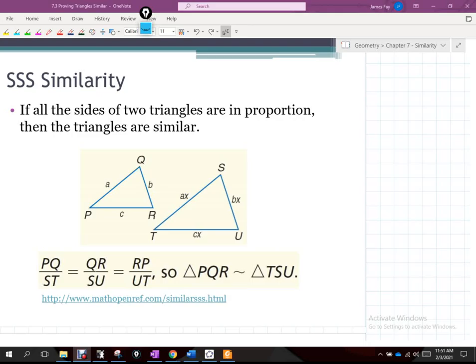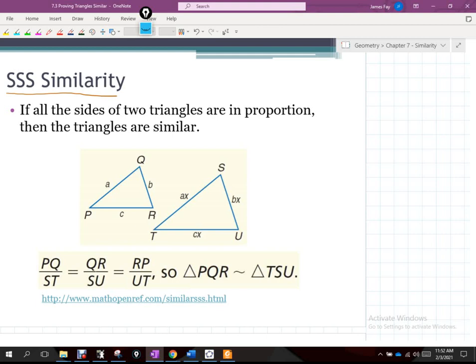The final portion of 7.3 talks about side-side-side similarity. That's going to allow us to determine whether two shapes are similar, but now we don't have to worry about any angles. Okay, we've had angle-angle, where we had to know two angles congruent to two angles. We had side-angle-side, where we had to have an included angle congruent to an included angle. But now with side similarity, we don't need to know anything about angles.